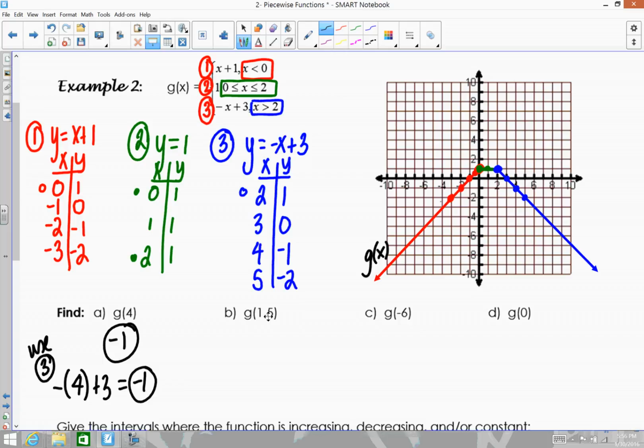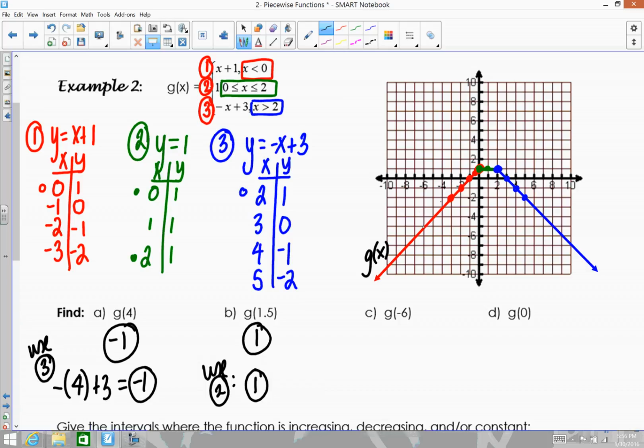1.5. So if you go to 1.5 on the graph, you go up, you see that it equals 1. If you go to 1.5 using the equation, well, 1.5 is in the second part here. So if it's in the second part, you're going to use number 2. If you plug in 1.5 into 1, there's no x here, it's just going to equal 1. So it would just equal 1 if you were using the equation, because there's nothing to plug 1.5 into.